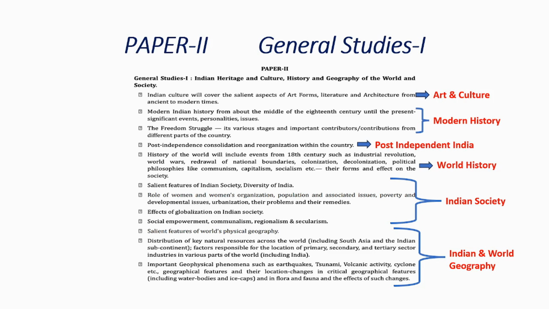But for mains, rather than chronology, kings, sequences, etc., we should focus on art and culture when it comes to ancient and medieval. But for modern, historical events, personalities, sequence and chronology also become important along with art and culture. Okay, so now I'm going into each and every part one by one. Every syllabus line I will read out first, then I will explain the meaning of it, then I will show you the examples.